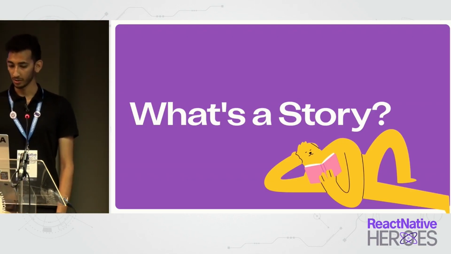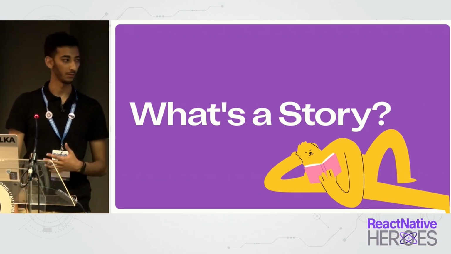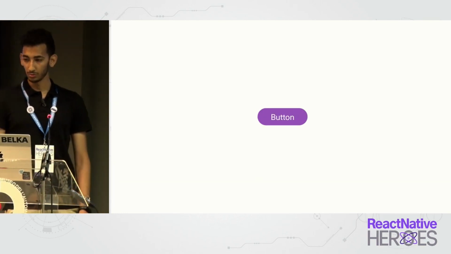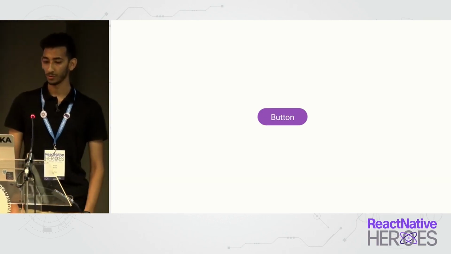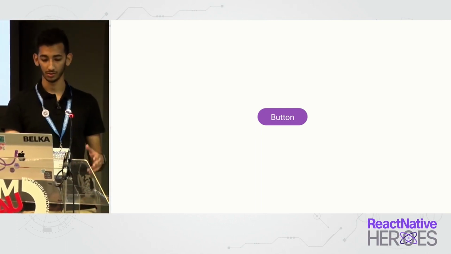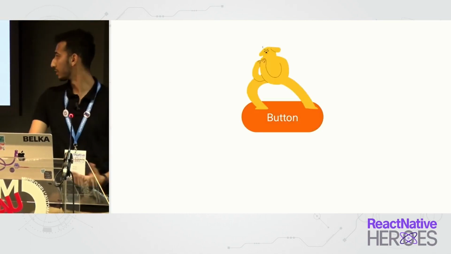Before we get started with the code, it's worth mentioning what we mean by story in Storybook. When it comes to creating components, we often need to consider different scenarios and variations for it, such as different sizes, different colors, different behaviors.